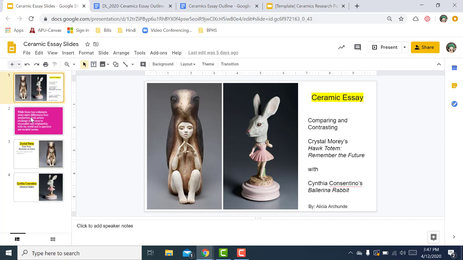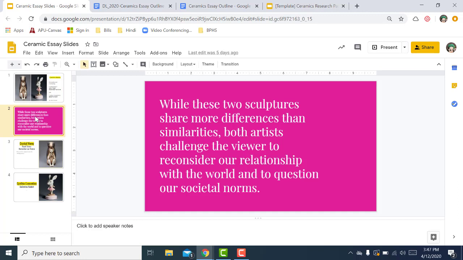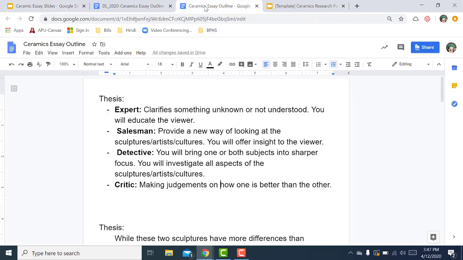So even though I'm going to be talking about their differences and their similarities, I'm going to keep coming back to that last part. I'm pitching this idea. I'm the salesman. I want to tell you that there's something that you didn't know that I know, and I'm going to make you believe it.